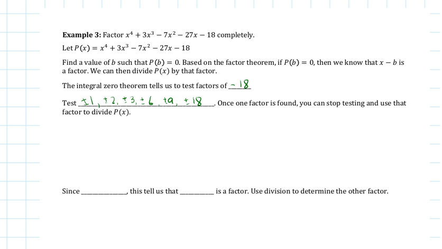Once one factor is found, you can stop testing and use the factor to divide p of x. All right, so let's start. What are we going to start with? You always start with the smallest one. So let's do p at 1.